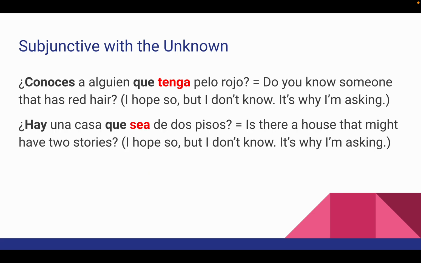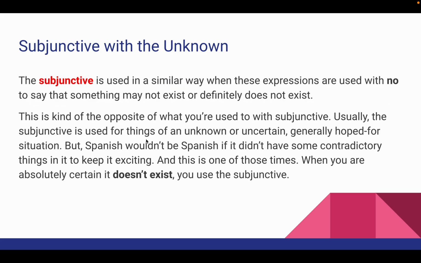So, ¿conoces a alguien que tenga el pelo rojo? Do you know someone that has red hair? I hope so, but I don't know. That's why I'm asking. First verb indicative, subjunctive triggering que, and then the second verb in subjunctive. ¿Hay una casa que sea de dos pisos? Is there a house that might have two stories? I hope so, but I don't know. That's why I'm asking. So we've got this first verb in the indicative, the subjunctive triggering que, and then the second verb is in the subjunctive.